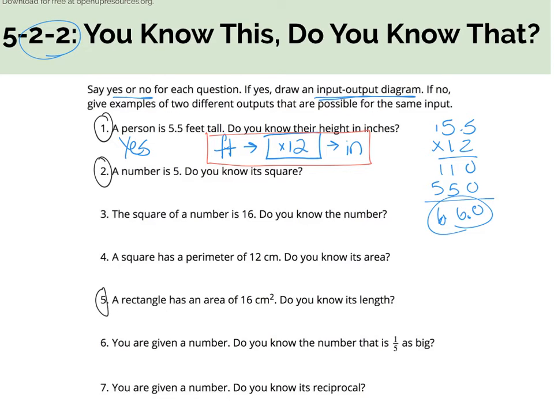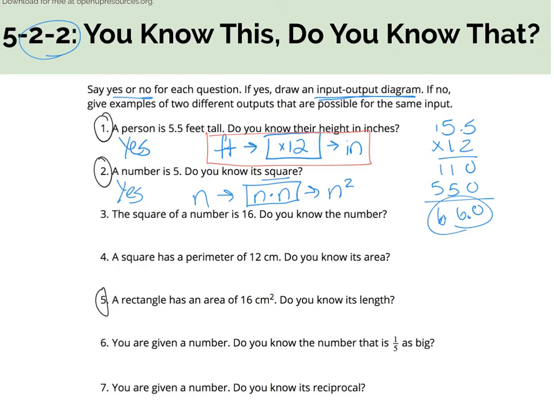Let's go on to number 2. A number is 5. Do you know its square? Yes, we do. If you don't remember what squaring means, it's just taking a number times itself. So we could take whatever our number is, let's call it n, and take that number times itself, so n times n, and we would end up with n squared. So there's our input-output diagram.